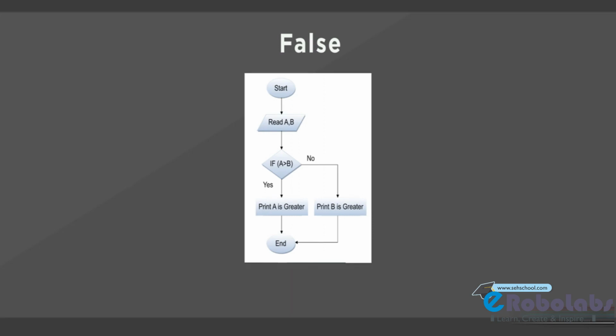Numbers A and B. Step 1. Read A and B. Step 2. If A is greater than B, then print A is greater. Else print B is greater.